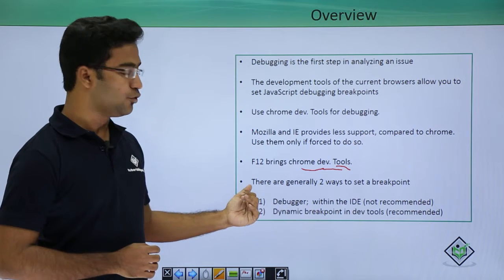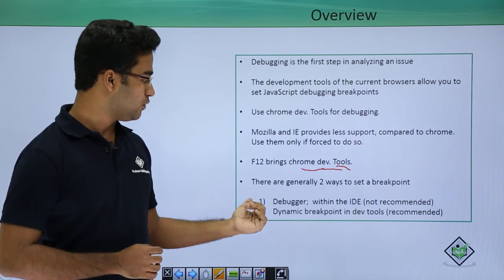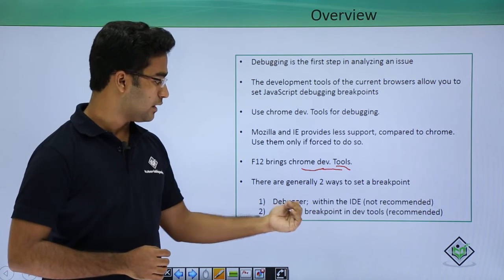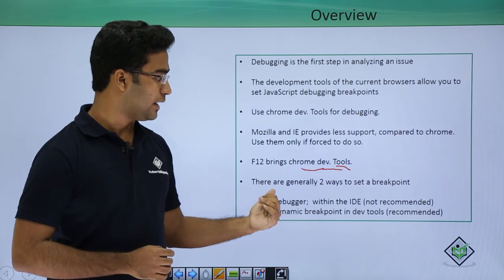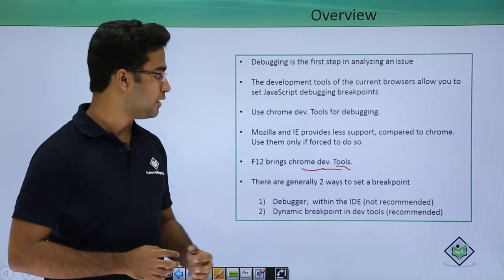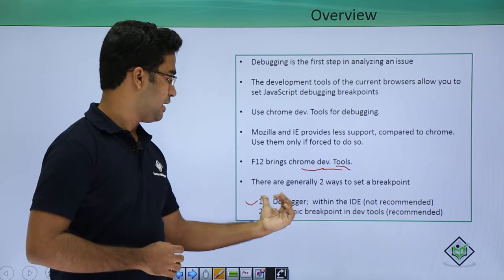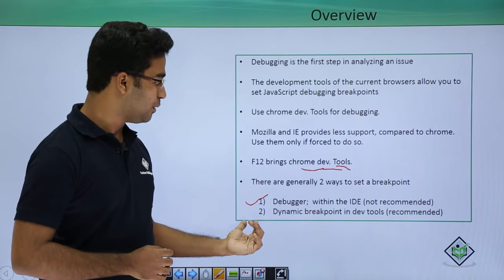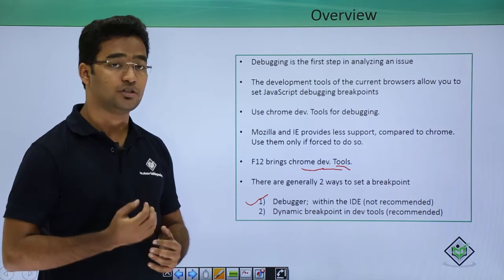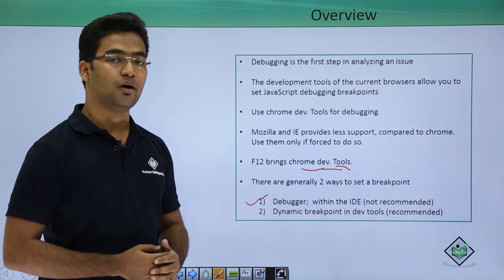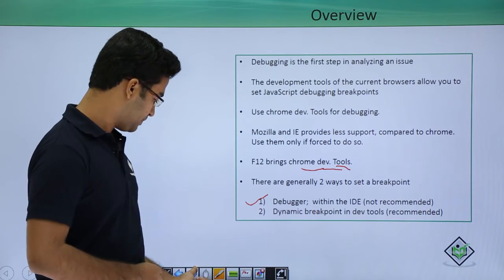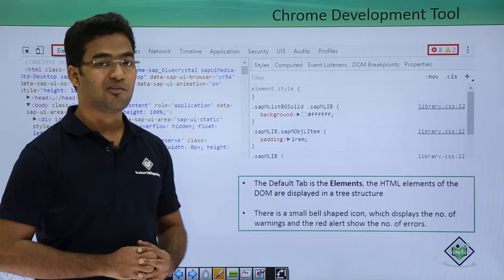Then there are generally two ways to set a breakpoint. The first one is to place the debugger, that is, write debugger within the IDE, which is not recommended, but there is this way also. The second one is to provide the dynamic breakpoint in the development tools, which is the recommended way. In the video I have already shown this.